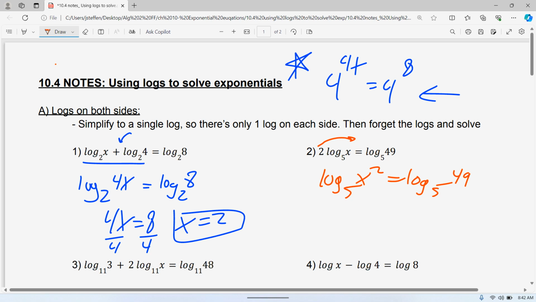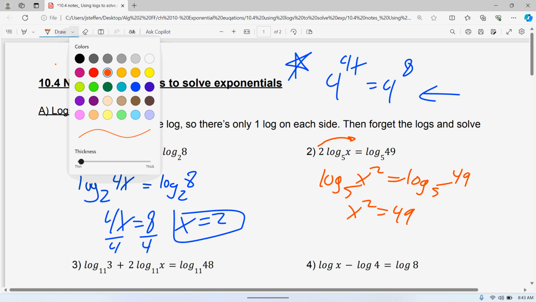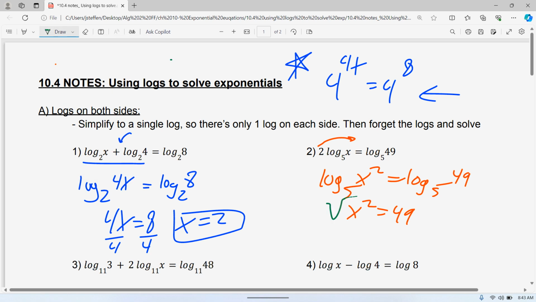Now that you have that log on both sides, we do it the same way as the other one. Since they're both log base 5, we're left with x squared is equal to 49. And now we solve that just like normal. Take the square root of both sides, we get x is equal to, try not to forget, plus and minus 7. Since it is an x squared that we are canceling, whether it's positive 7 or negative 7, that should work.